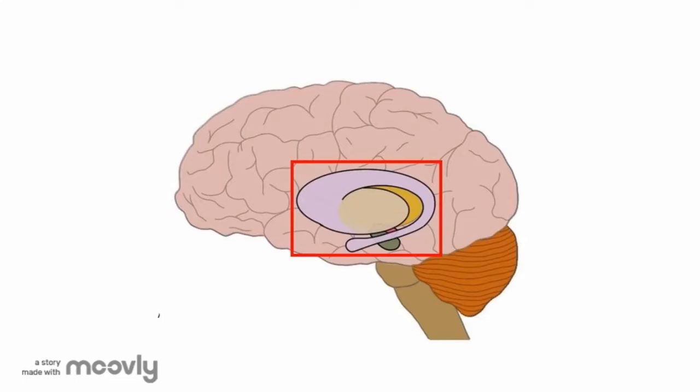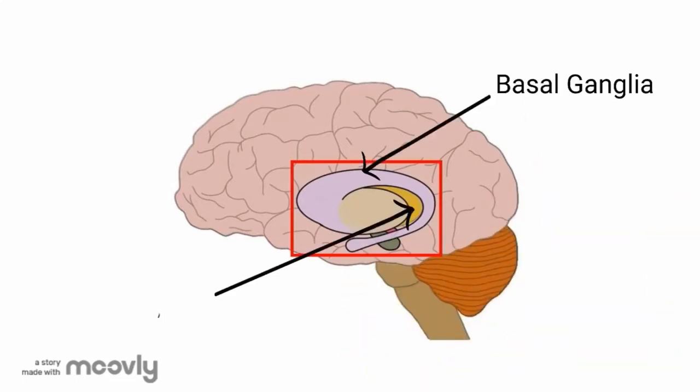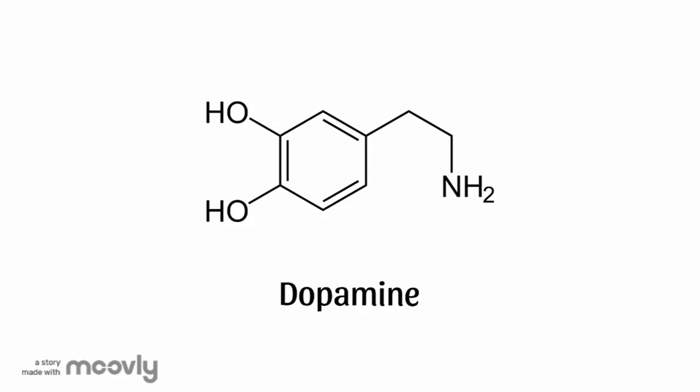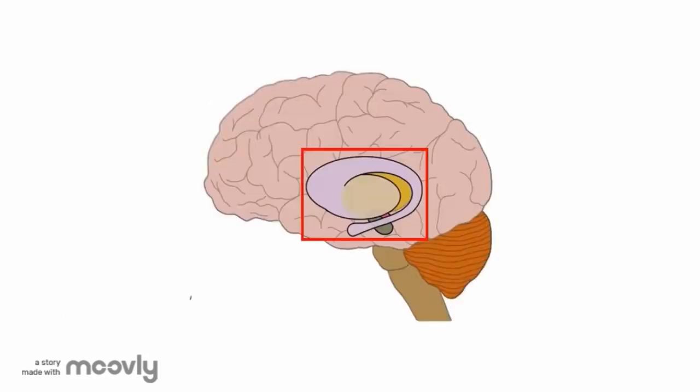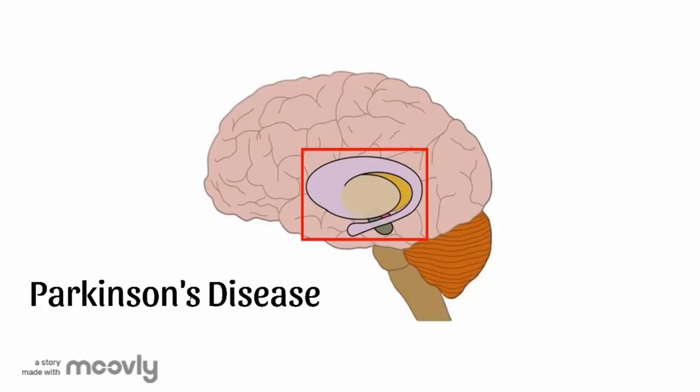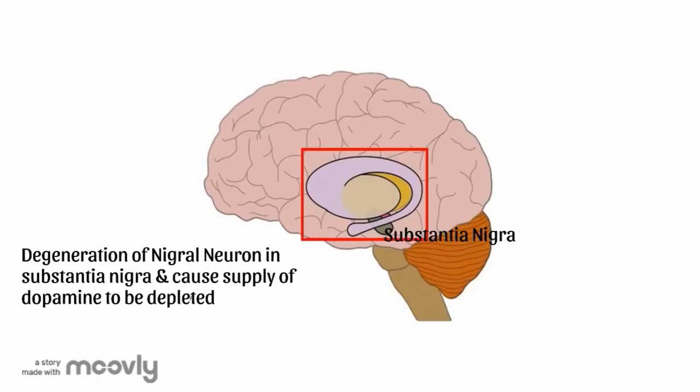The other brain areas responsible for bodily movement are basal ganglia, thalamus, cerebellum, and neuron groups located within midbrain and brainstem. The neurotransmitter dopamine, which helps control movement, is supplied to the basal ganglia by the axons of neurons located in the substantia nigra, a midbrain cell group. People with Parkinson's disease experience degeneration of nigral neurons. The supply of dopamine is depleted.